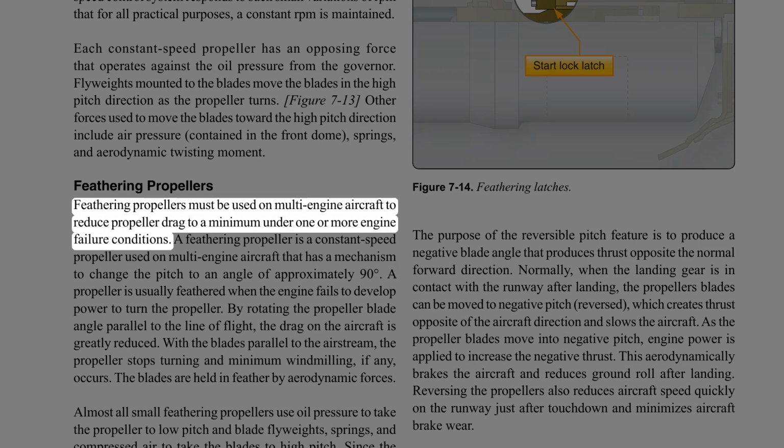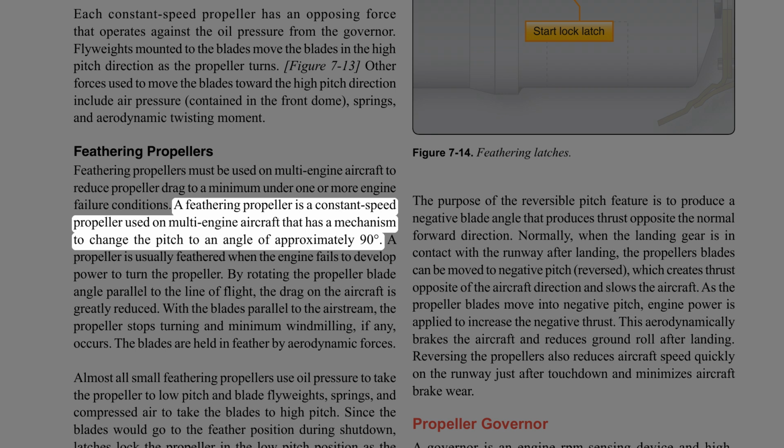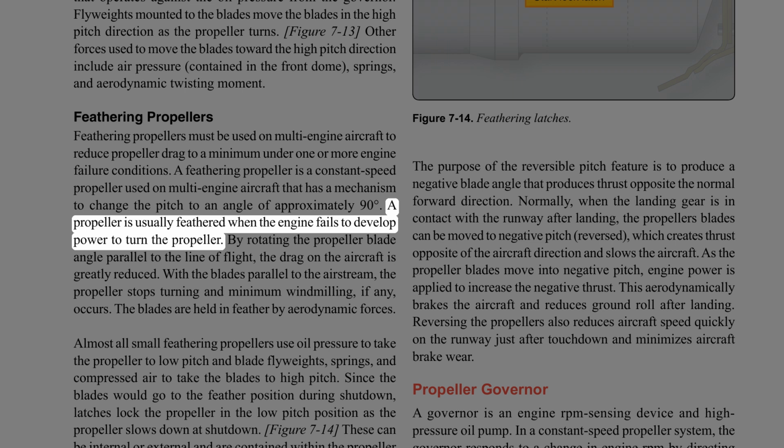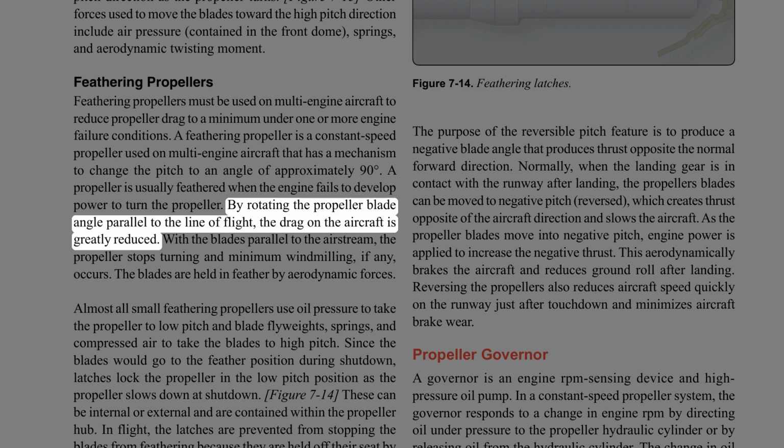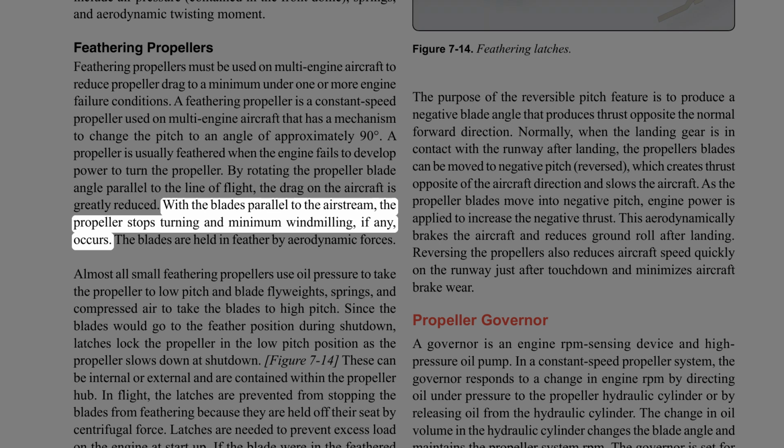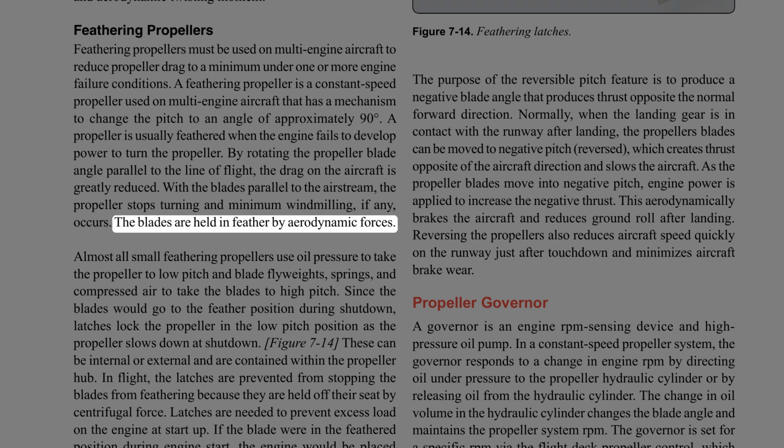Feathering propellers. Feathering propellers must be used on multi-engine aircraft to reduce propeller drag to a minimum under one or more engine failure conditions. A feathering propeller is a constant speed propeller used on multi-engine aircraft that has a mechanism to change the pitch to an angle of approximately 90 degrees. A propeller is usually feathered when the engine fails to develop power to turn the propeller. By rotating the propeller blade angle parallel to the line of flight, the drag on the aircraft is greatly reduced. With the blades parallel to the airstream, the propeller stops turning and minimum windmilling, if any, occurs.